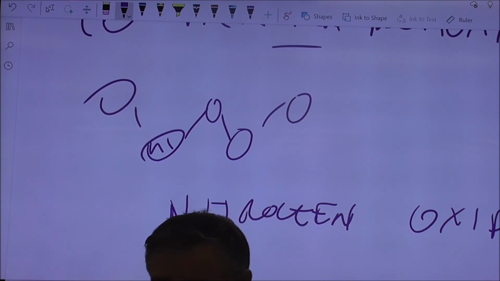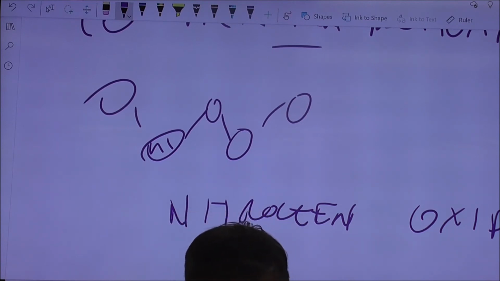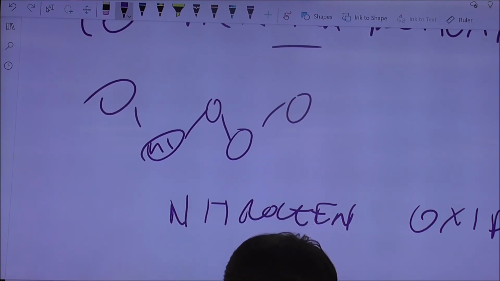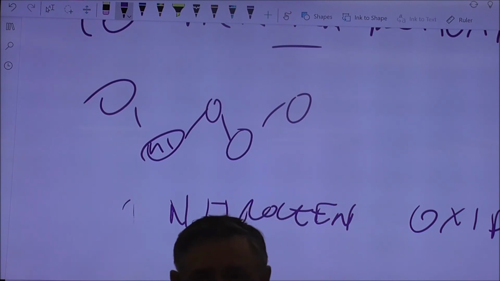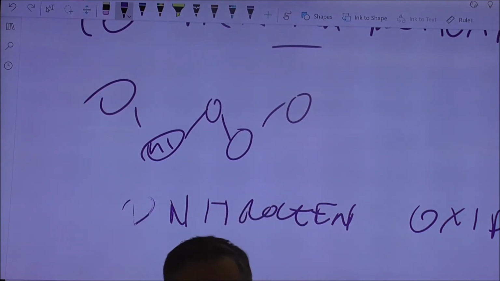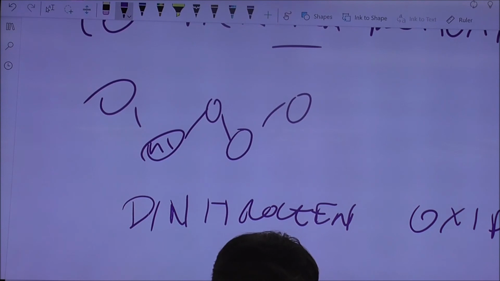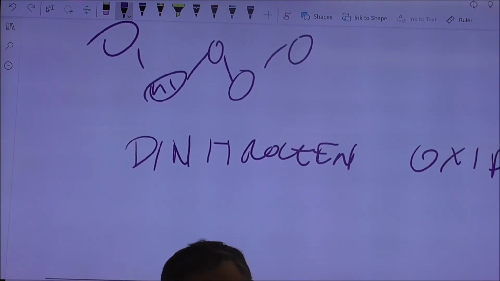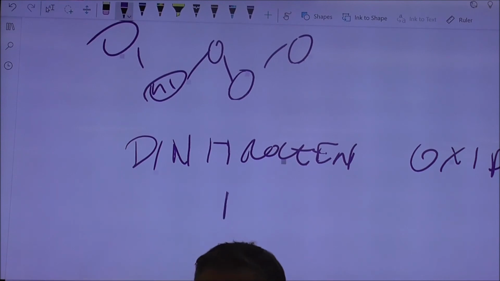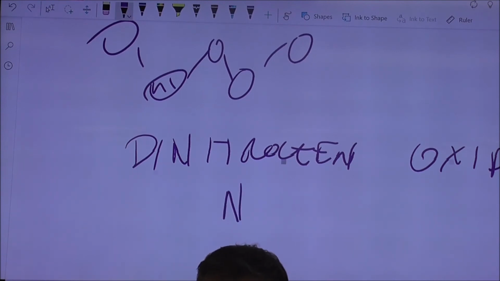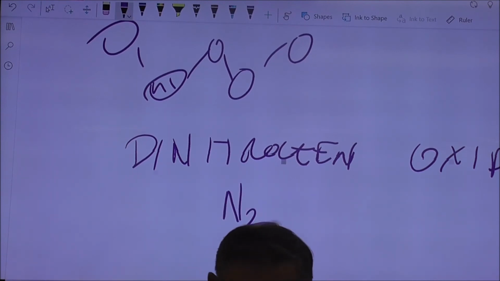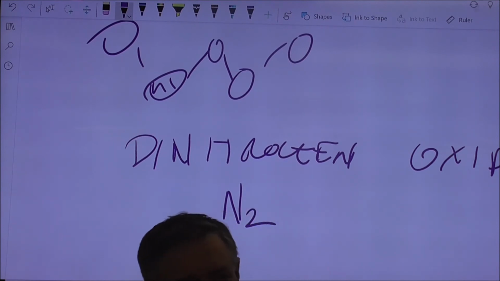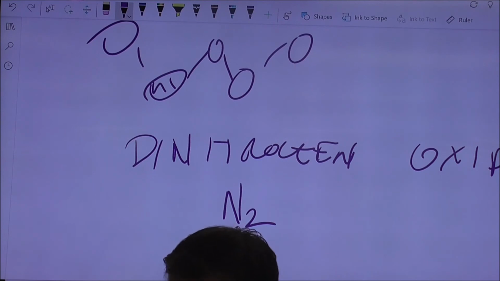So the prefix for 2, if you look on your chart, is di. So I got dinitrogen. As soon as I see that, I know I have 2 nitrogens, okay? So the di, and here's what's going to be different, and this is what you have to think through. The di indicates the number of particles, okay?